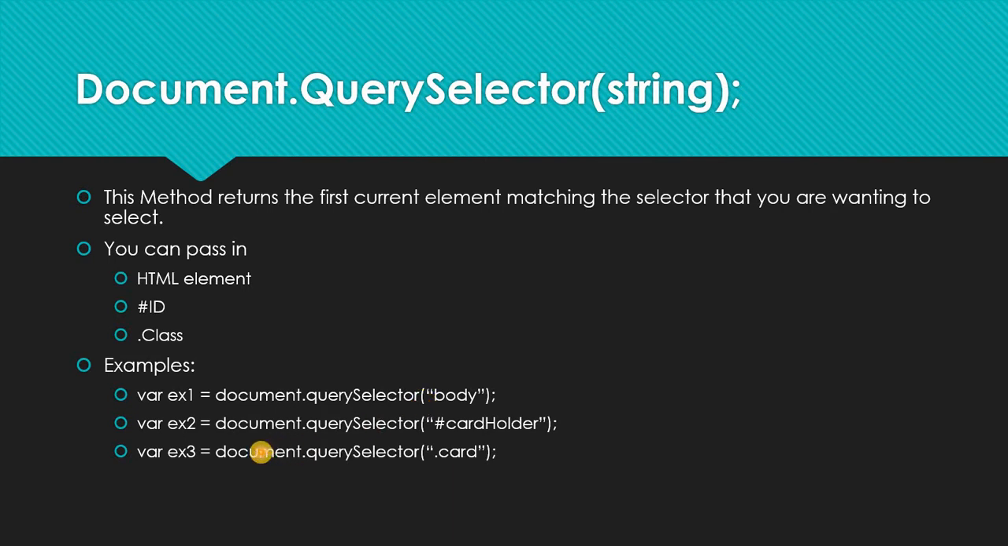If you want to look for the card holder that is holding the cards, it's going to return the card holder that it finds. And if you want to find the first card, you can look through that sample with the dot card there. It gives you the first card, the first element with that card class.